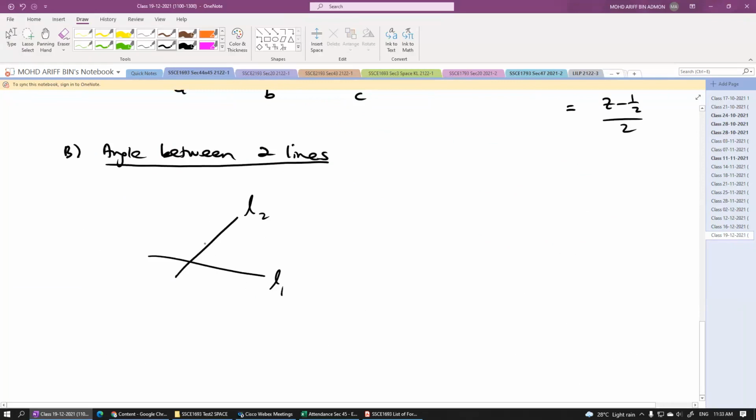So the angle between these two lines should be here, or here, or here, or here. And theta 1 should be similar to theta 3. Theta 2 should be similar to theta 4, because that is actually a straight line. The total here must be 180. Remember that one. So since theta 1 is similar to theta 3, same goes to theta 2 and theta 4, let's just focus on theta 1 and also theta 2.